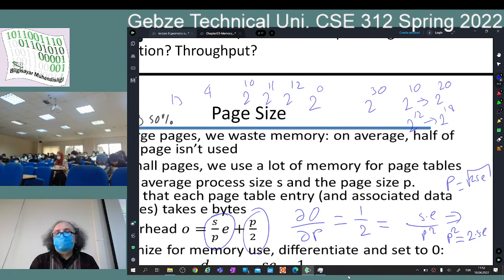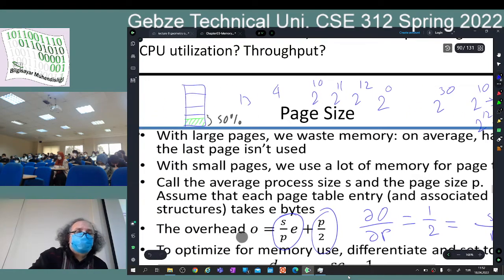So take the square root of 2 times S times E. E is the size of the page table entry, S is the size of my process. Multiply it by 2 and take the square root of it. This is your optimal page size in terms of minimizing your overhead.